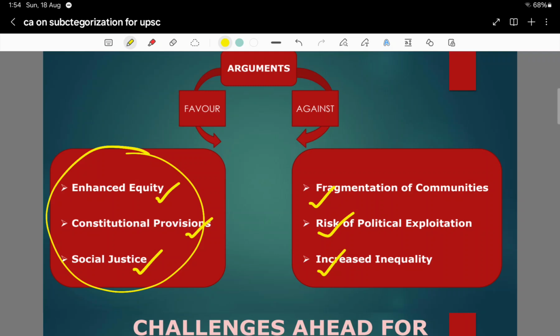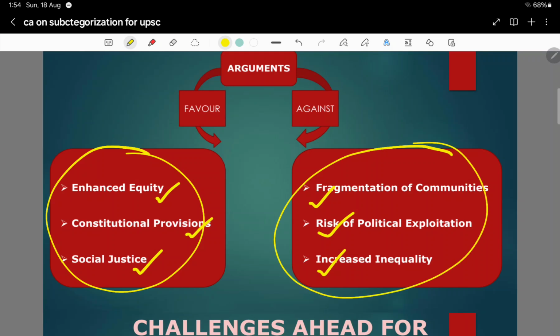Whereas on the other side, if you observe the arguments against the subcategorization and the Supreme Court judgment, especially the critics fear this could fragment the SC and ST identities, weakening their unified legal standing. And there is a lot of risk that subclassification could be exploited for political gain rather than genuine social upliftment.